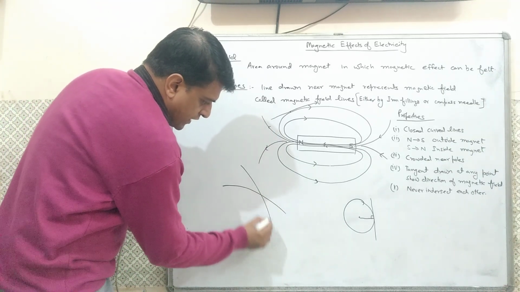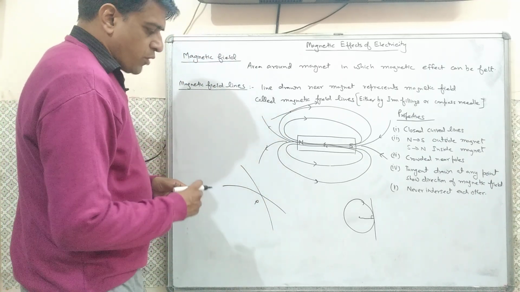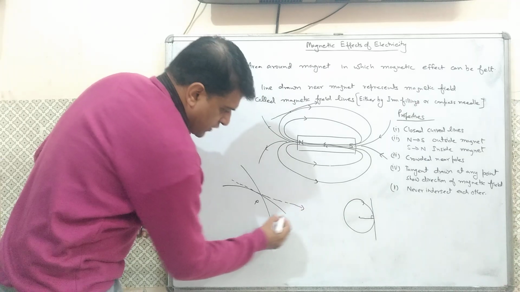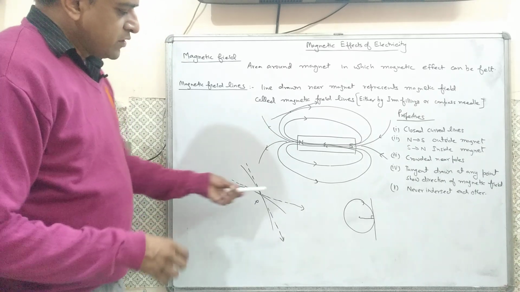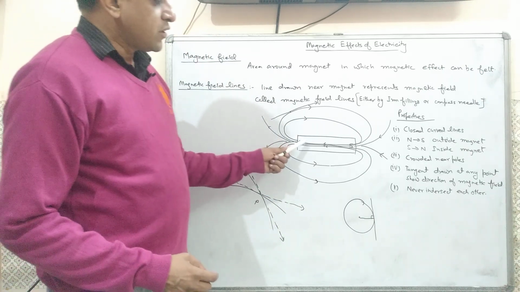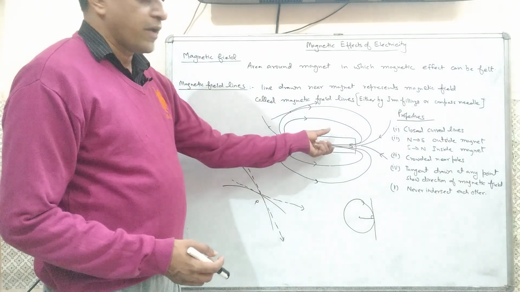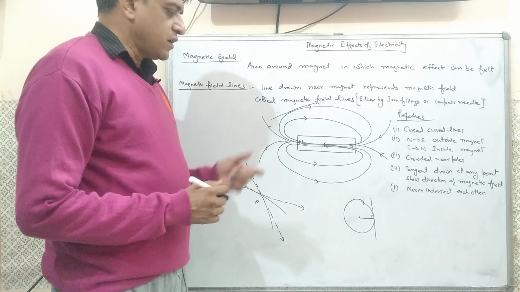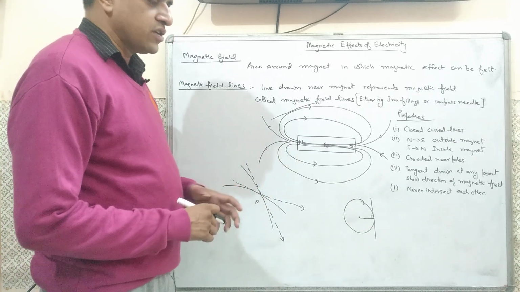Suppose these two lines intersect at this point P, and now according to the tangent property, two tangents may be possible. This is the first tangent and this is the second tangent. And if two tangents are possible, then these two tangents can represent two different magnetic field directions, which cannot be possible for any single magnet. It means a magnet can have only one magnetic field direction, and that means these two lines can never intersect each other.